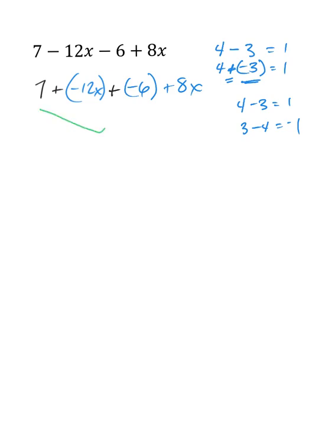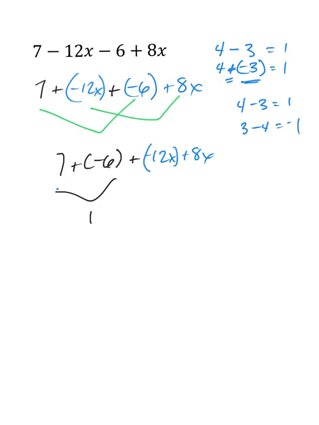So I could say, well, these two are like terms and these two are like terms. So I can rewrite this as 7 plus negative 6 plus negative 12x plus 8x. Now I combine these two terms. 7 plus negative 6 gives me 1. And I can combine these two terms. Negative 12 plus 8 gives me negative 4. And it's an x. Don't forget the x.